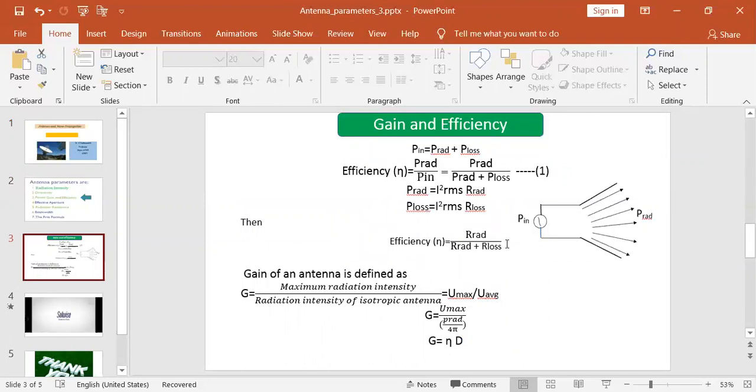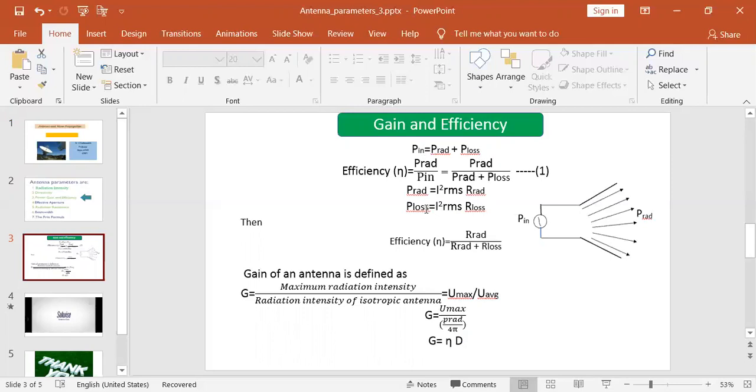So what is efficiency? Efficiency is nothing but P radiated by P in. So always efficiency is less than or equal to 1, because in practical conditions P in and P radiated will not be the same. P radiated is always less than P in because there are some losses. So P in is equal to P radiated plus P loss.